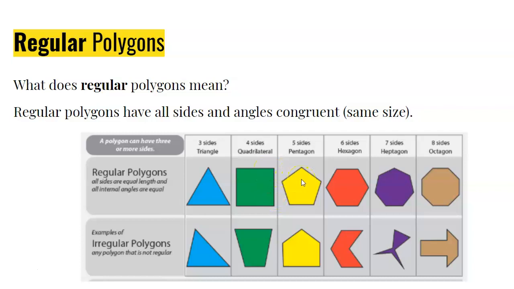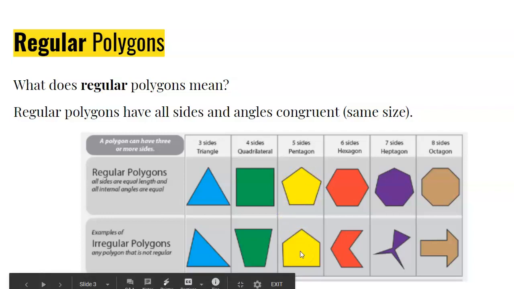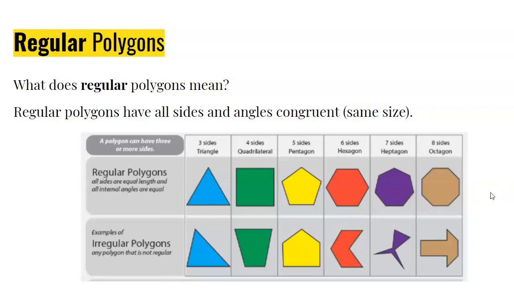If you look at this pentagon, you can see that all the sides are the same length and all the angles are the same. Whereas this is also a pentagon, but you can see this is a 90-degree angle and this is way more than 90 degrees. So this is not a regular polygon. All of these on the bottom row are examples of irregular polygons. For example, this red one is a hexagon because it's got 1, 2, 3, 4, 5, 6 sides, but it's pretty obvious that all the sides are not the same length and all the angles are not the same size. So hopefully that clears up what a regular polygon is.